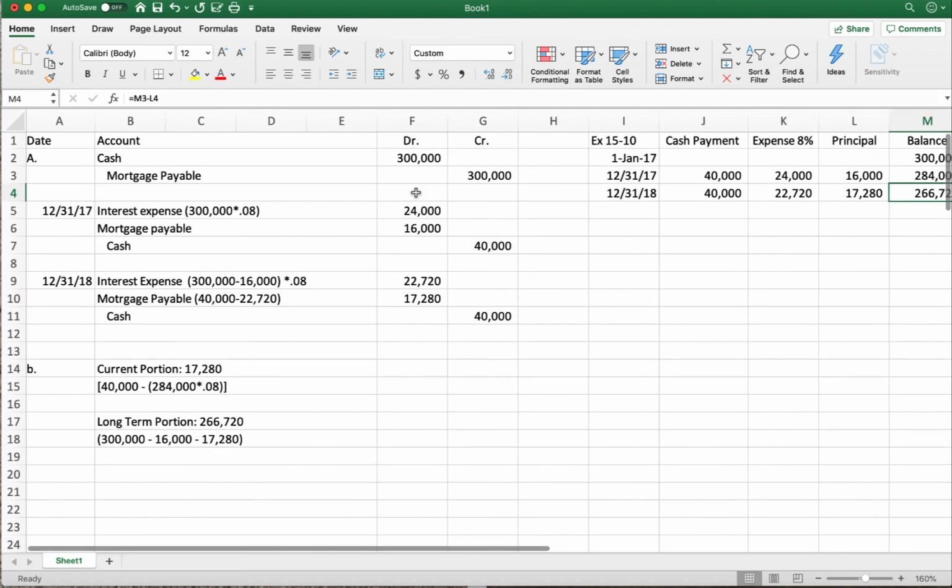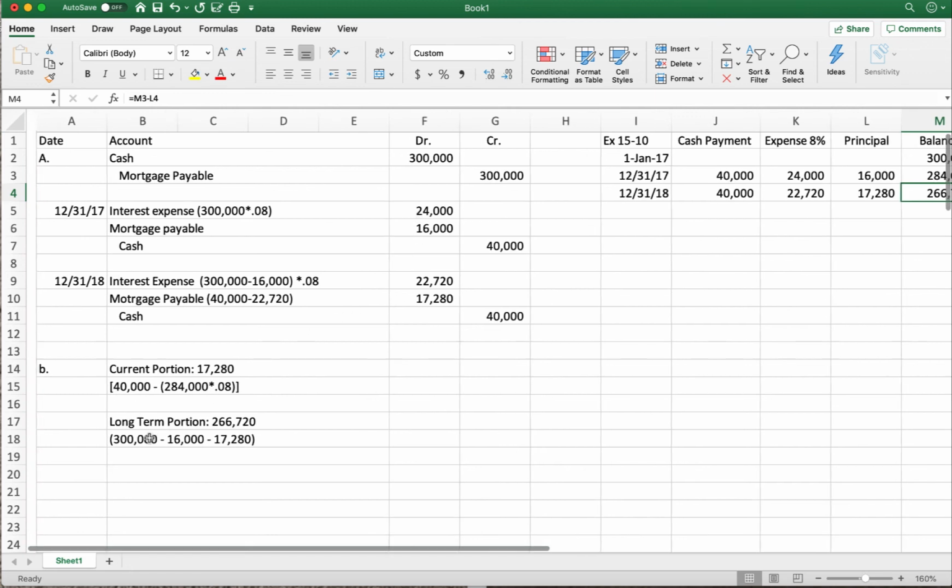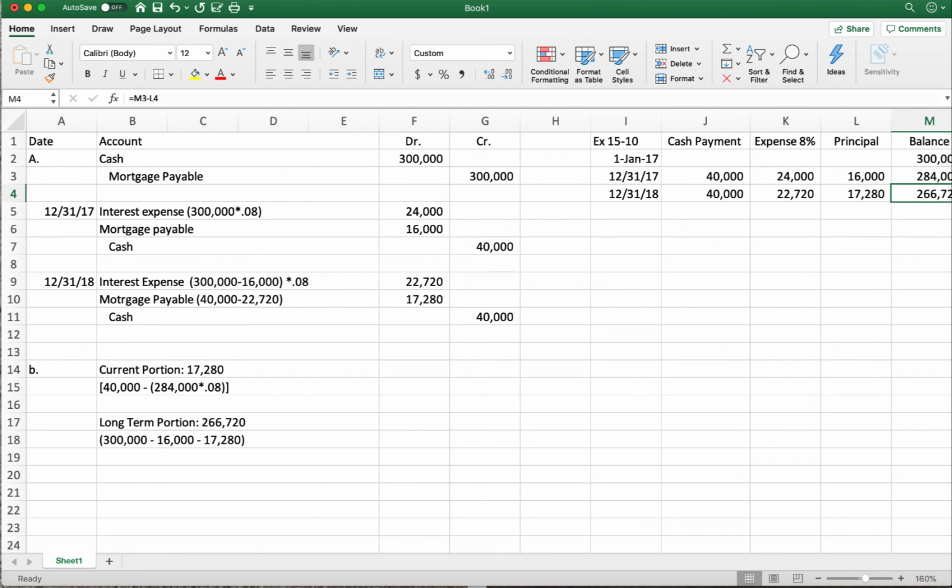So that is how you calculate mortgage notes payable, how you calculate the interest expense, and how you report that. When we come back, I want to go through an example of amortizing discounts or amortizing premiums. So please tune back in for that one.